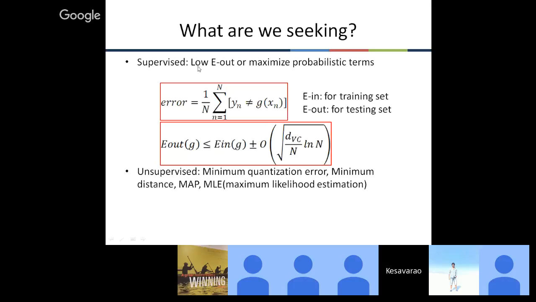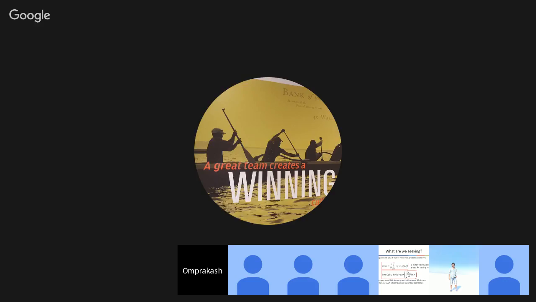So it should be low E out. That means maximize the probabilistic terms. Your E out should be very low. E out is for the testing data set. Whatever the error factor for the testing data set is, it should be very low. Then your model is working best. I hope that makes sense. Do you guys understand?